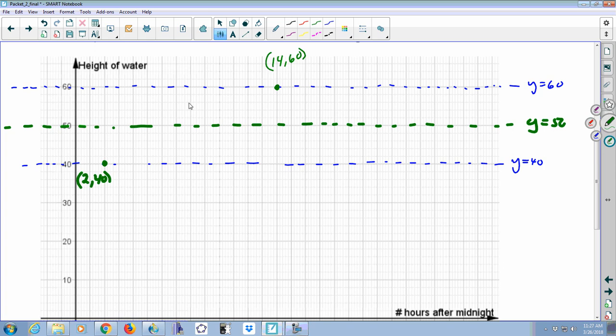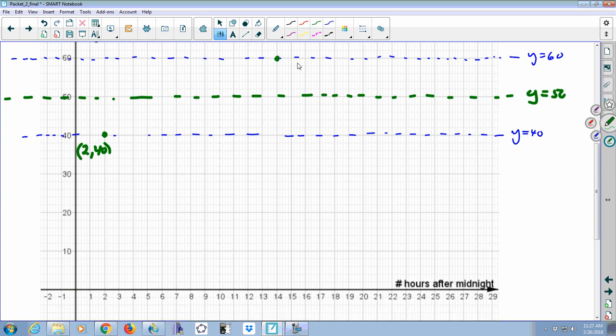What's midway between 2 and 14? What number is midway between 2 and 14? 8, because 2 to 14 is 12 units. Half of 12 is 6. So that means every quarter of the way through, I'm going to have something important happen. So that means at 8, I'm going to be at my midline, right here.